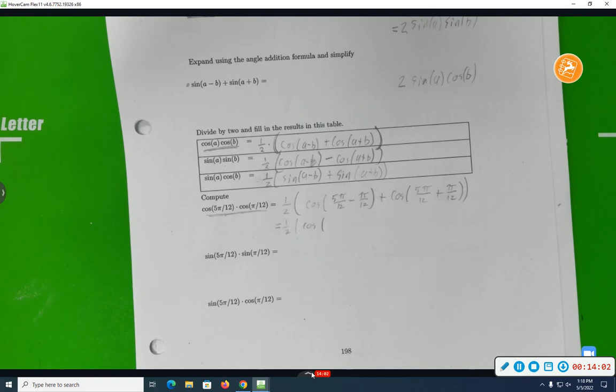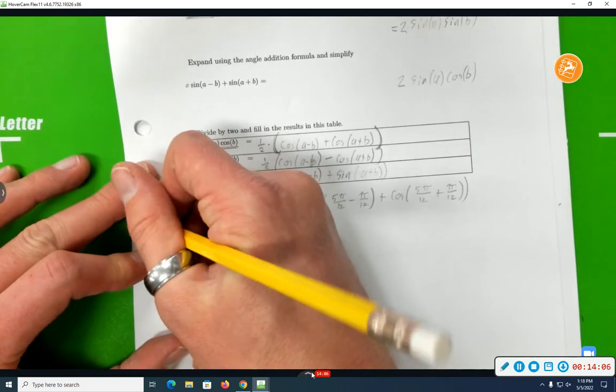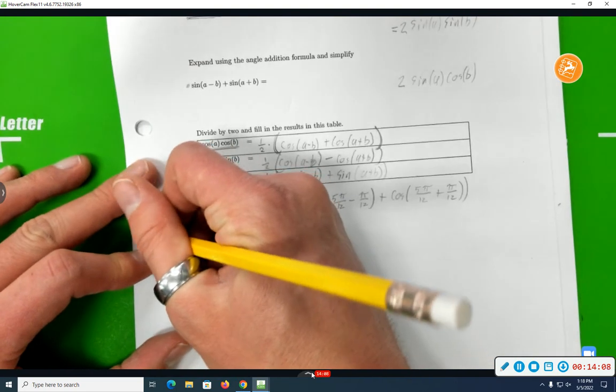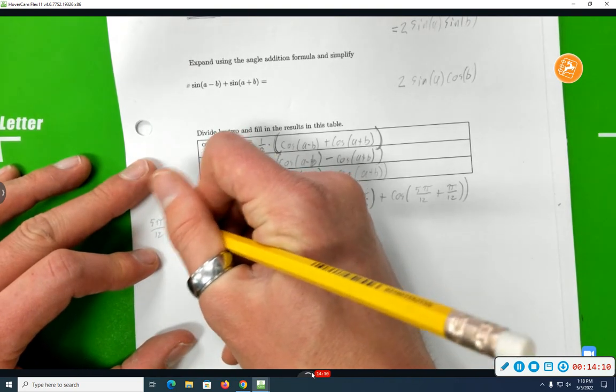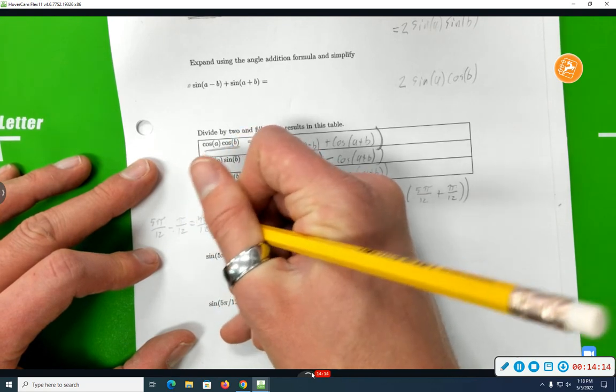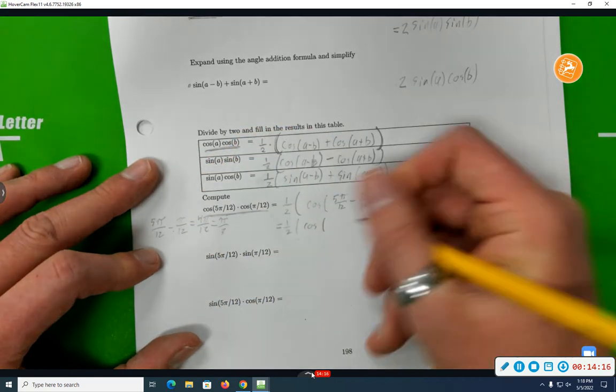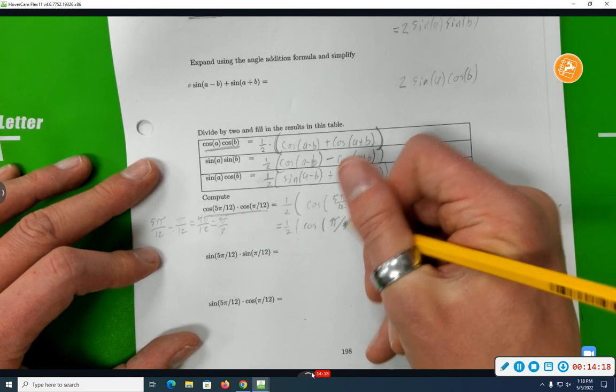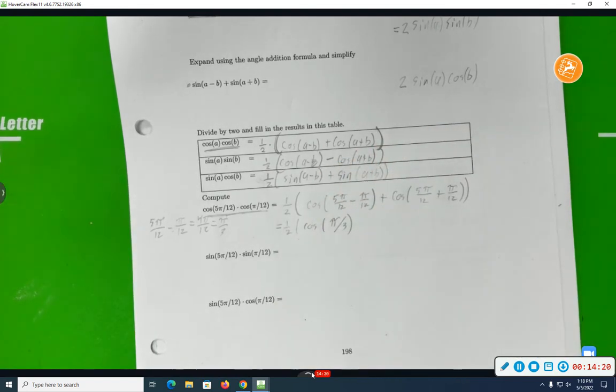4 pi over 12, and same thing as pi over 3. So right off to the side, 5 pi over 12 minus pi over 12 is 4 pi over 12, which is pi over 3. Nice. Is pi over 3 an angle that we know the cosine of? That's nice.